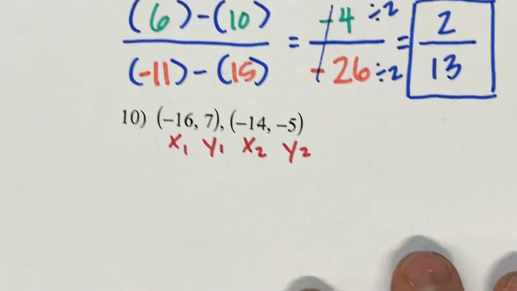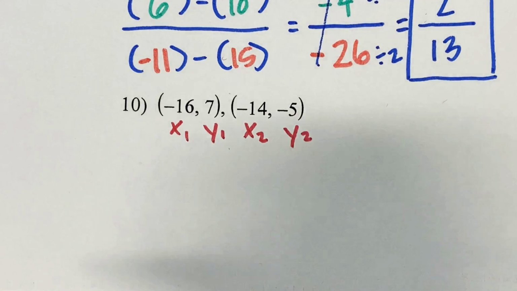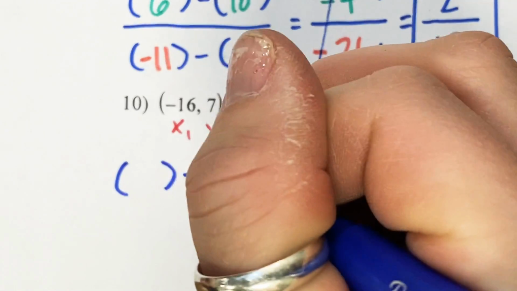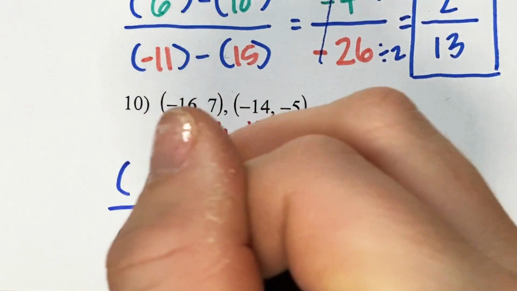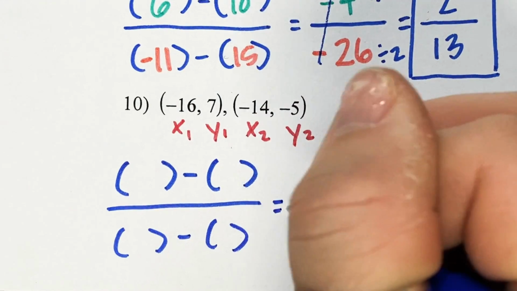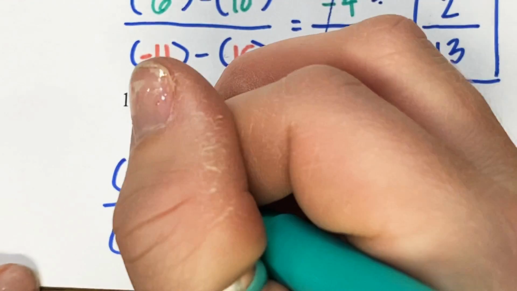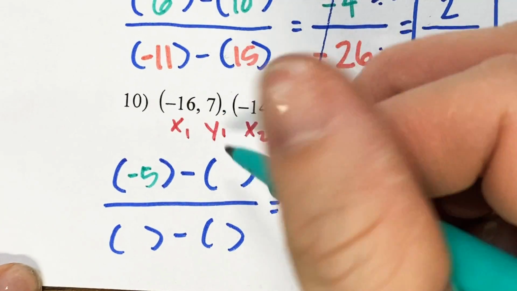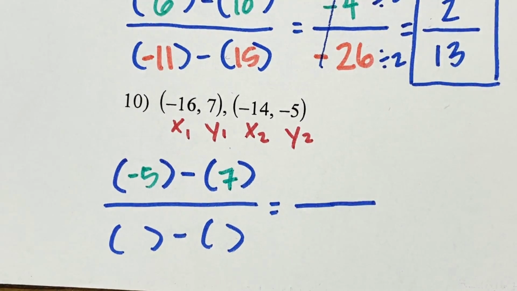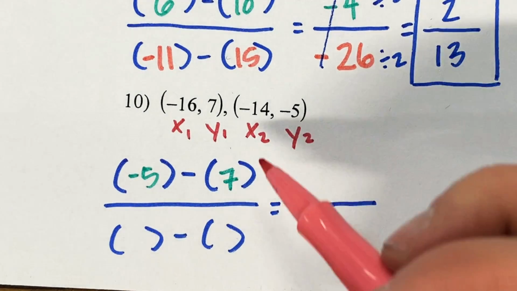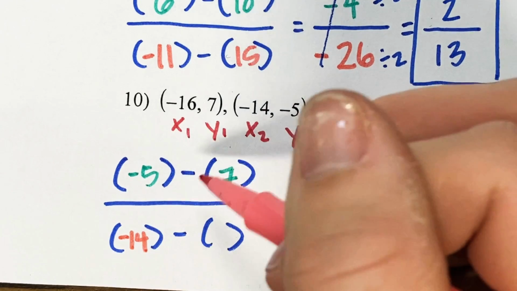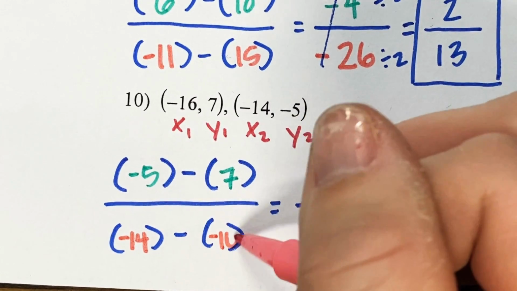Okay, last example. Fill in your formula, y2 minus y1 over x2 minus x1. We're going to figure out what that is. So fill in your blanks. y2 is negative 5. y1 is 7. x2 negative 14. And x1 negative 16.